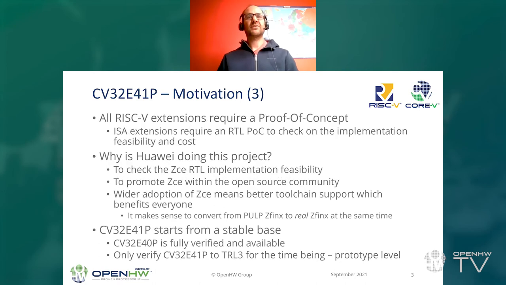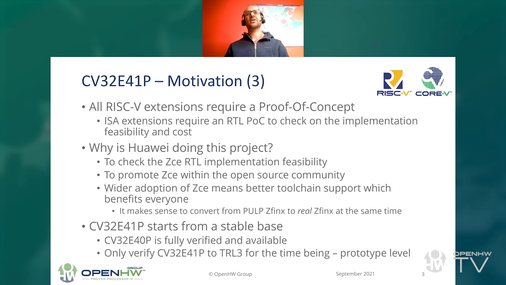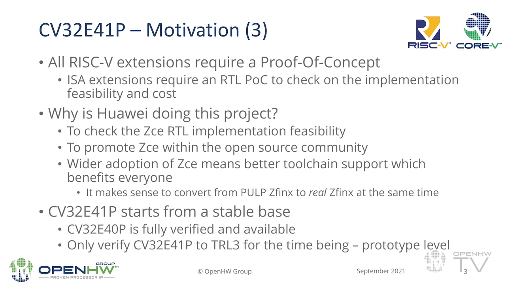So all RISC-V extensions require some kind of proof of concept. These are ISO extensions, and so we need to build an RTL proof of concept to check on the implementation, check on the feasibility, check on the cost, and check that there aren't any unexpected gotchas. So why is Huawei doing this project? Well, again, it's to check on the RTL implementation feasibility. It's to get ZCE promoted and supported by the open source community. And wider adoption means better toolchain support, which benefits everybody.